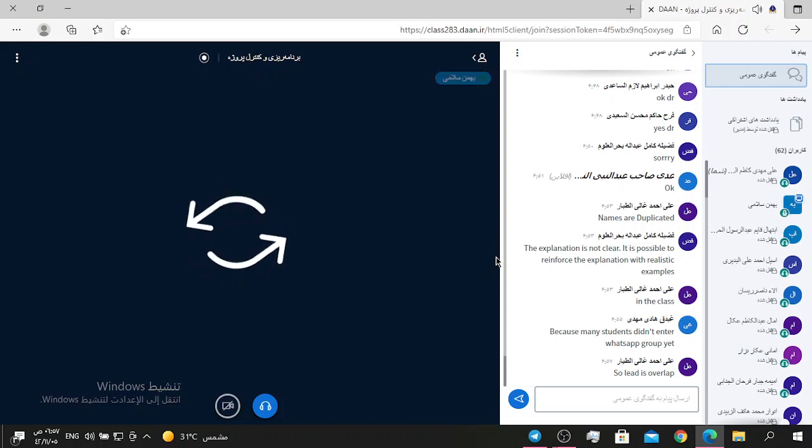Yes. Mr. Ali said lead is overlap. Yes, lead is overlap. If we want to compress the time, use the lead. And it means that we can use overlap.